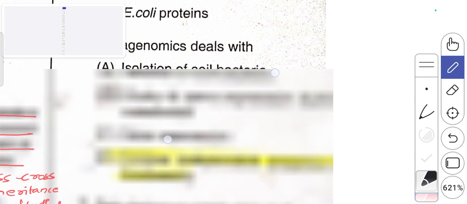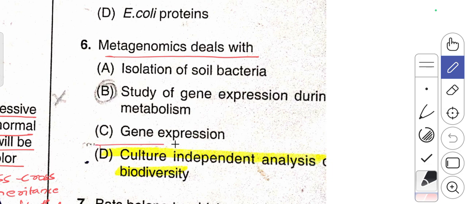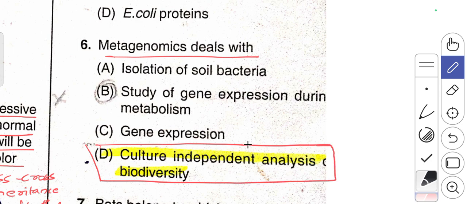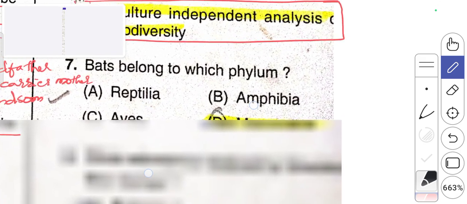Next question. Metagenomics deals with? In metagenomics, the culture independent analysis of biodiversity will be done. So D is the right answer, where metagenomics is basically related with the biodiversity. So D is the right answer.